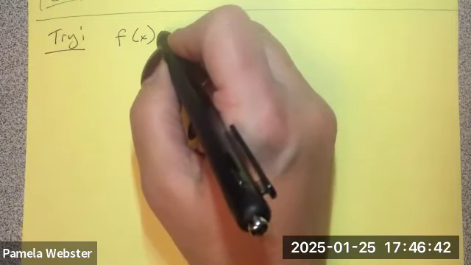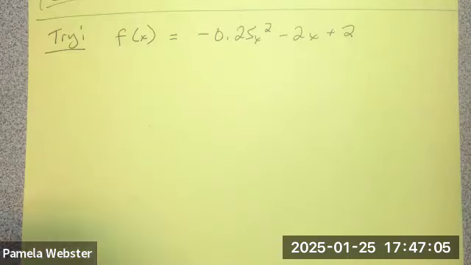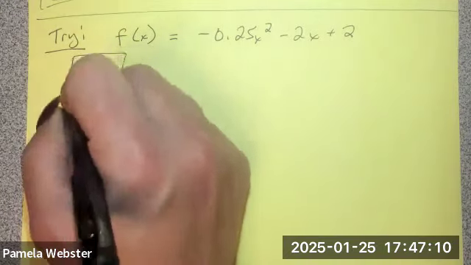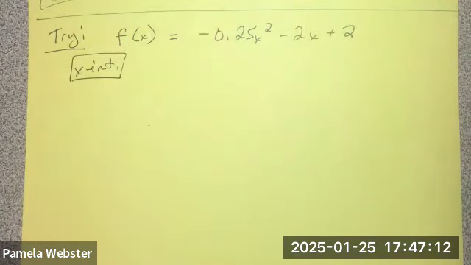So, I don't know why I don't have the full problem worked out. So f of x equals negative 0.25 x squared minus 2x plus 2. So I'm going to say for this one, just go ahead and find the x-intercepts because I don't have the rest of it worked out. So I'll look and see if I can find it and push pause and go ahead and work on that all by yourself. So you're looking for x-intercepts.